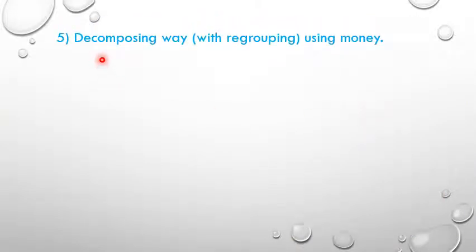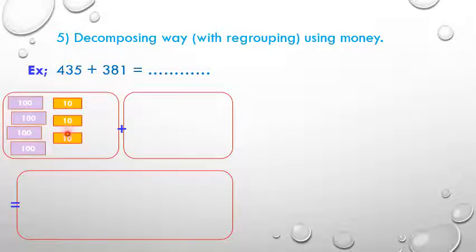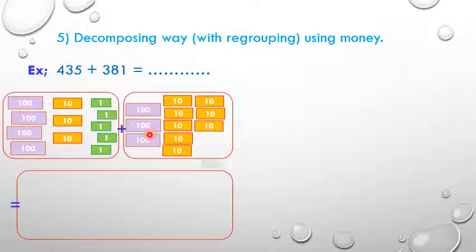Now let's use our decomposing way with regrouping using money maths. How? Here we have 435 plus 381. Using our money math here, yes, draw each number in its math and using money. We have 400, 3 tens and 5 ones. Here we have 300, 8 tens and 1 pound only.